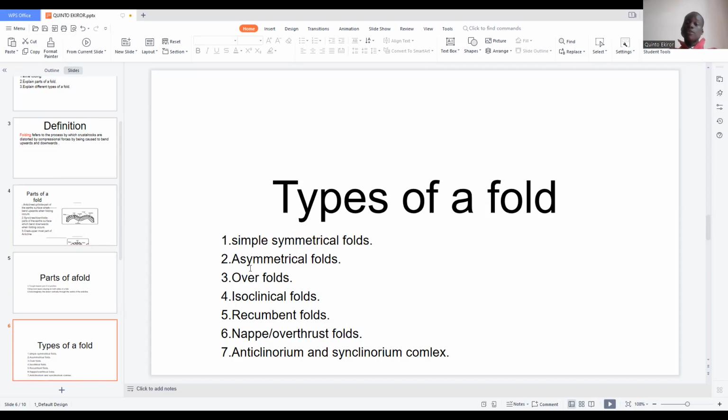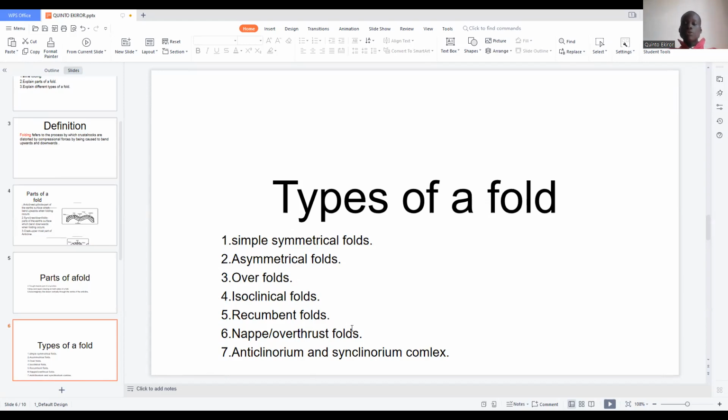And number two is asymmetrical folds. Number three is overfolds. Number four is isoclinal folds. Number five is recumbent folds. Number six is nappe or overthrust folds. Number seven is anticlinorium and synclinorium complex.